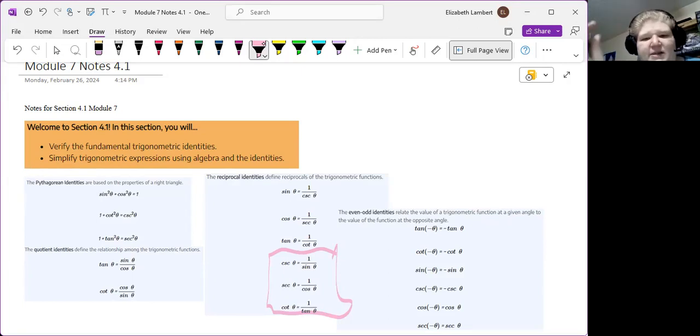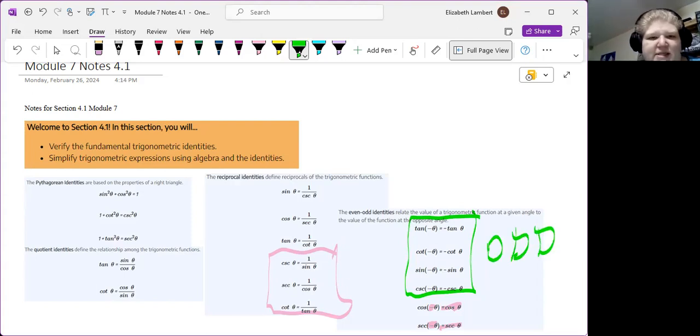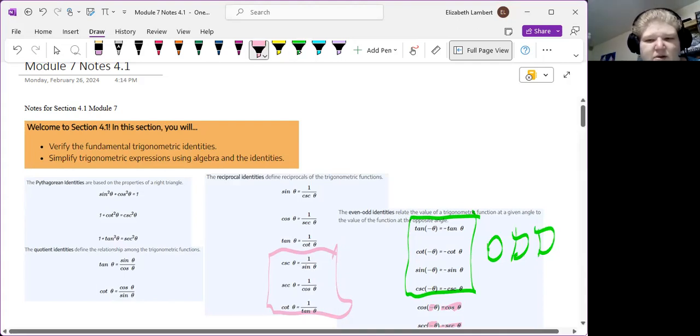And then there's the even odd identities, which really don't come up that often. So it's just like these two down here absorb the negative sign. And then all the rest of these, the negative sign comes out, because these are all odd. And these down here are even.